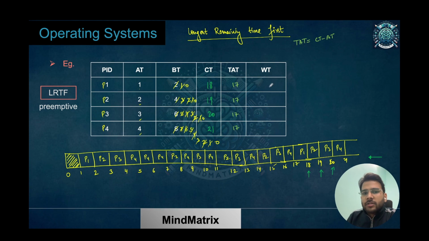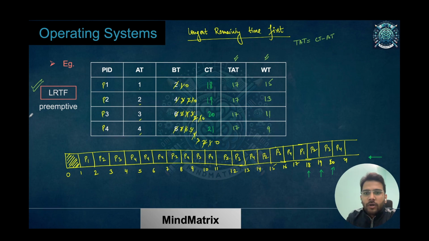Now what about waiting time? Turnaround time minus burst time. 17 minus 2 is going to be 15, 17 minus 4 is going to be 13, 17 minus 6 is 11, 17 minus 8 is going to be 9. So we can find the average turnaround time, which is going to be the same, that is 17, and we can find the average waiting time as well. Clear? So in this way we can schedule the processes using the longest remaining time first CPU scheduling algorithm.